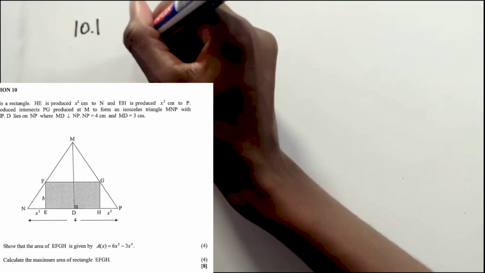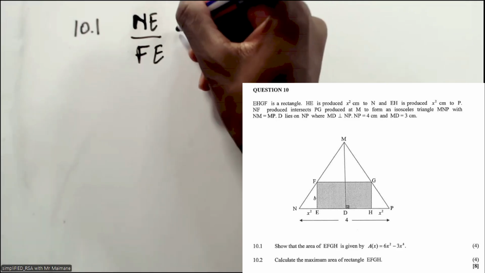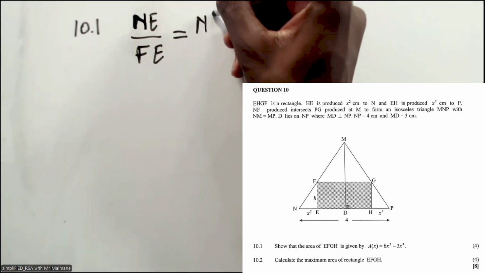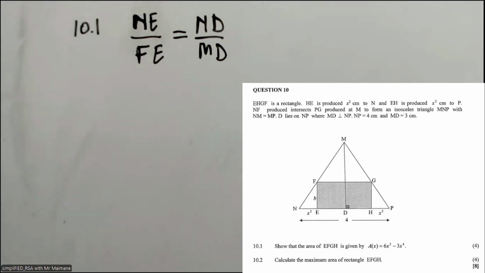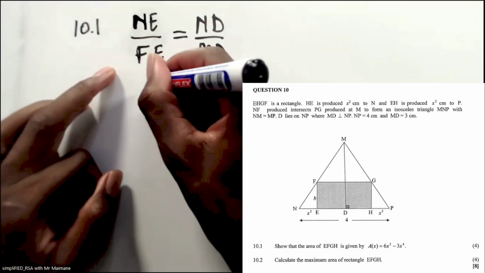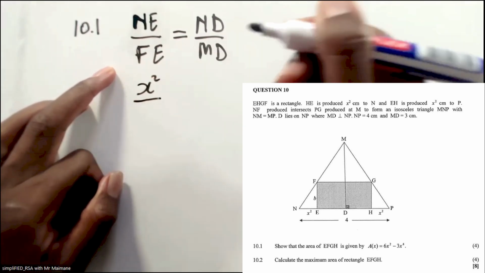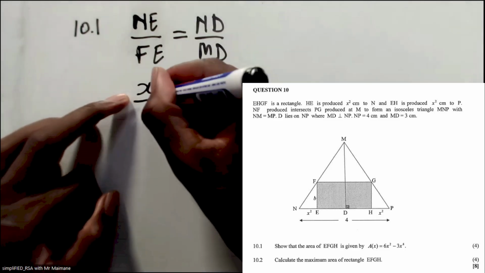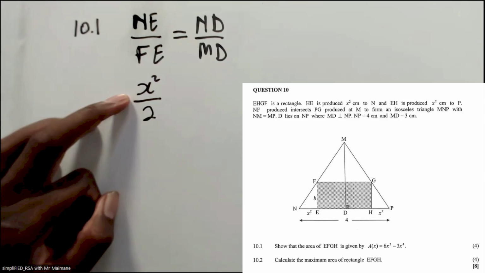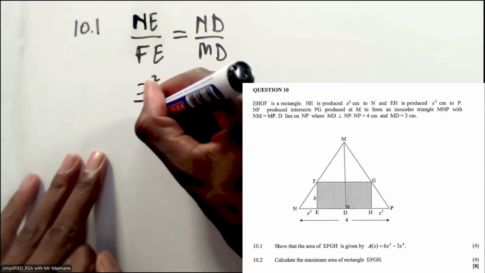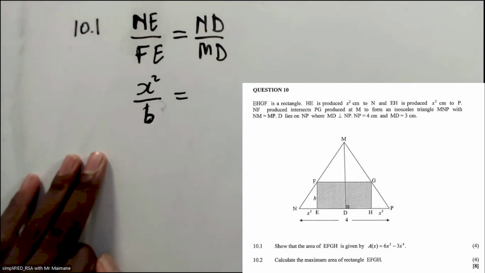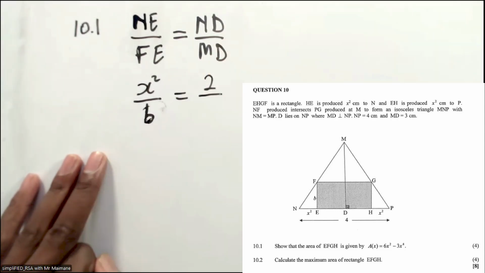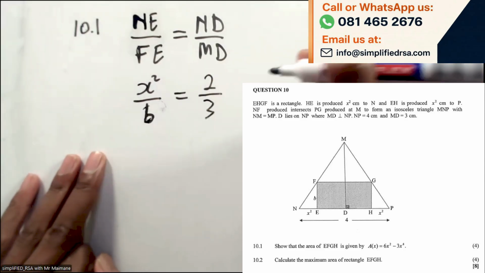So let's go. Like I say, NE over FE is equal to ND over MD because the two triangles are similar. And NE is given to be x squared, all over FE. FE is given by B from the image there. This is equal to ND, which is 2, all over MD. MD is 3 centimeters as given.